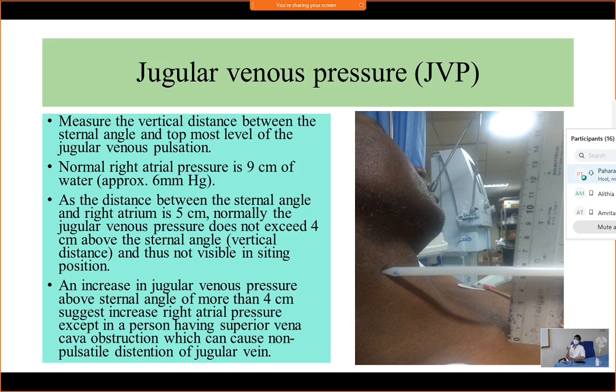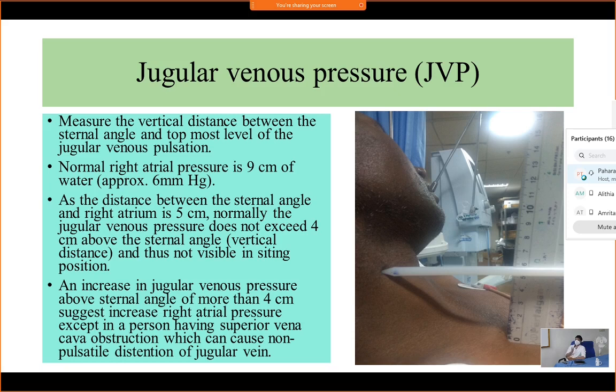Normal right atrial pressure is 9 centimeter of water. Okay, so the distance between the sternal angle and the center of the atrium is around 5 centimeter. So above this sternal angle, 4 centimeter is left if you consider the normal range, and that 4 centimeter usually comes at the level of the clavicle. So as the distance between the sternal angle and the right atrium is 5 centimeter, normally the jugular venous pulsation does not exceed 4 centimeter above the sternal angle, and thus is not visible in sitting position.